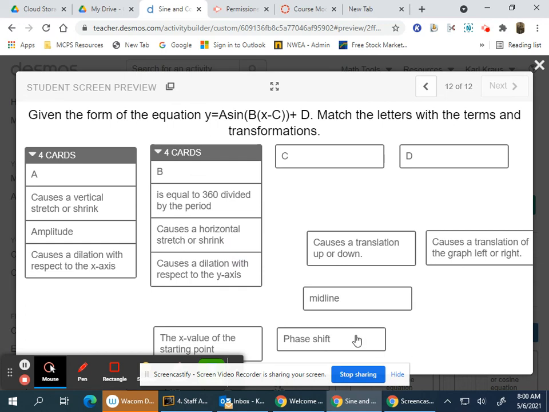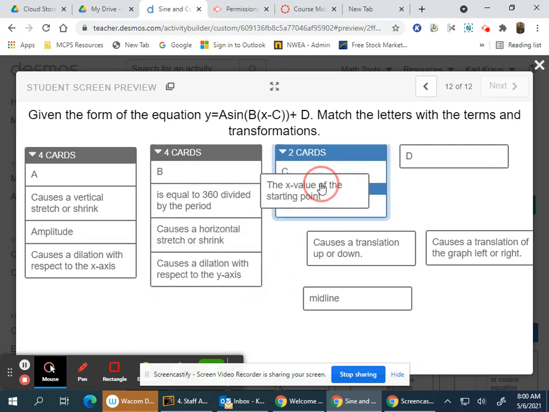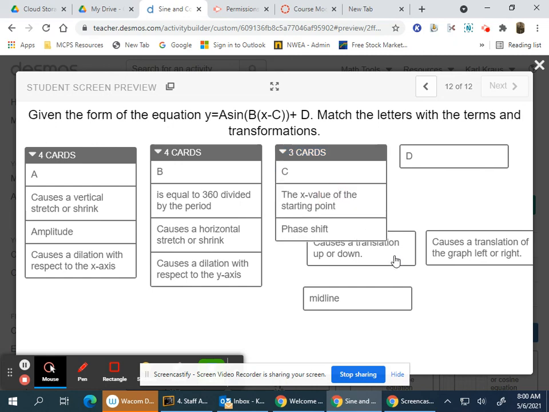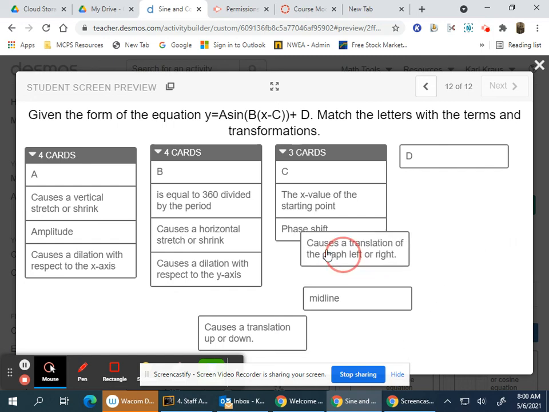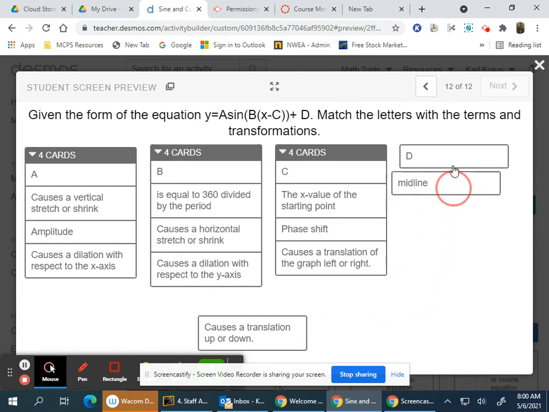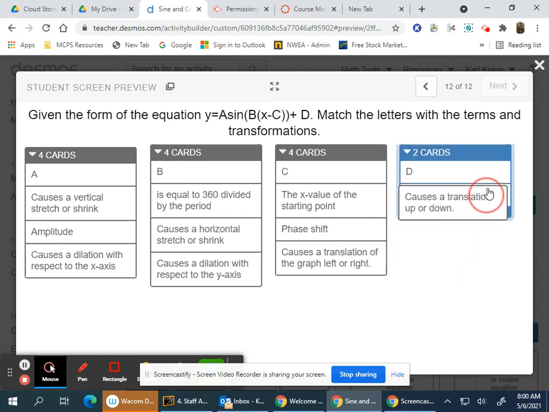And then c is my phase shift. It's the x value of the starting point. And this causes translation right or left. And then finally d is my midline, and it causes translation up or down.